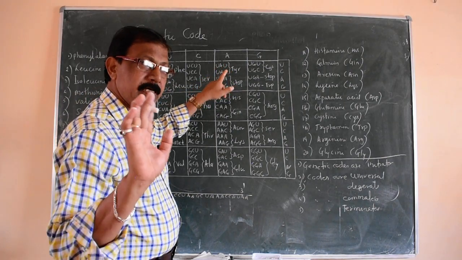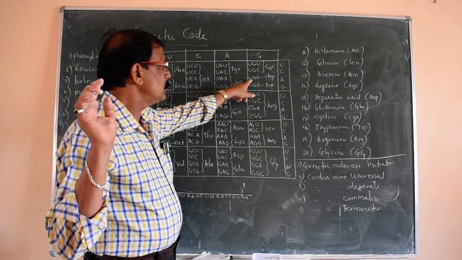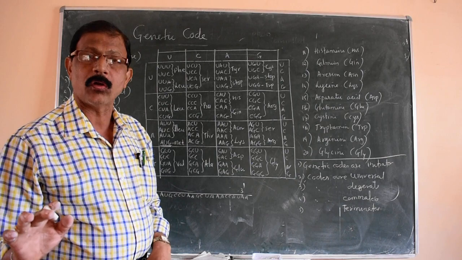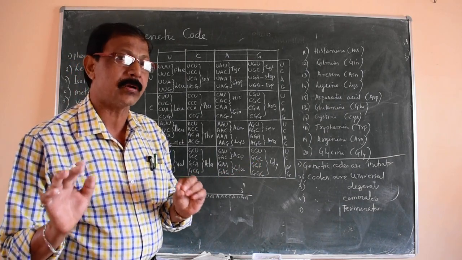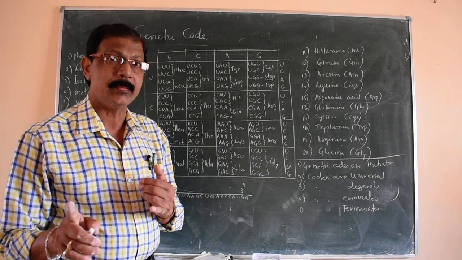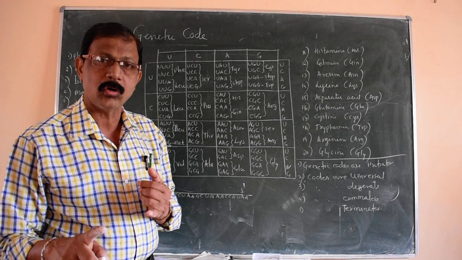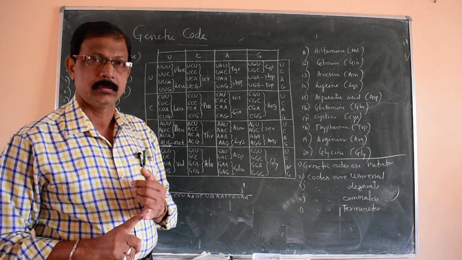UAA, UAG and UGA. These are the 3 codons. They do not code for any amino acid, remember this, and that is why they are called stop codons. Another name is terminator codon, or they are also called nonsense codons.